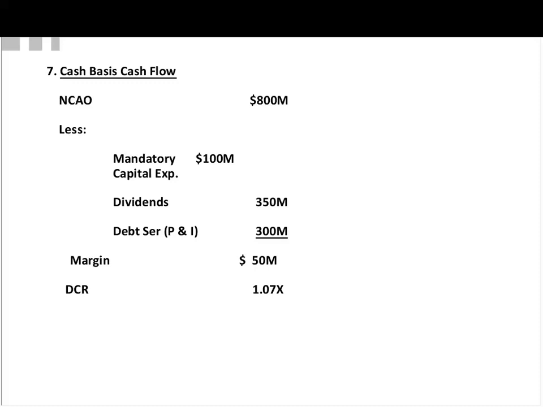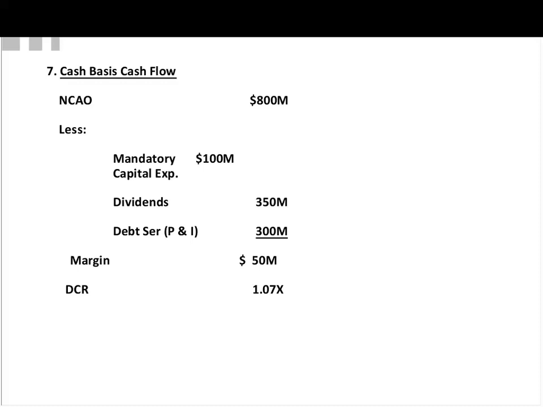Cash basis cash flow. I mentioned the NCAO, or net cash after operations. That's the inflow to this model. That started from the UCA cash flow in the spreadsheet. The true net cash after operations. In this example, $800,000. 3 outlays of cash: mandatory capital expenditures, dividend distributions, and the debt service. Those 3 outlays, $750,000. 800 minus 750 gives us 50.